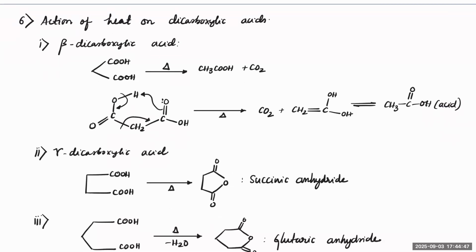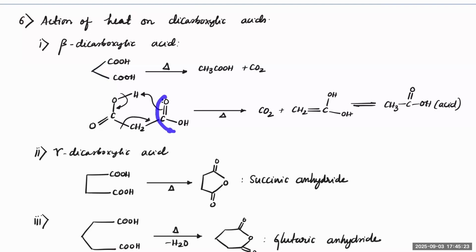Next, just like we did for hydroxy and amino, now we do carboxy. That means if you have two COOH groups, with respect to this COOH, this is the alpha position and this is the beta position, isn't it? Or rather, at the alpha position I have a COOH group. Is that clear? Or simply call it beta dicarboxylic acids. So when you have beta dicarboxylic acids on heating, what happens here?